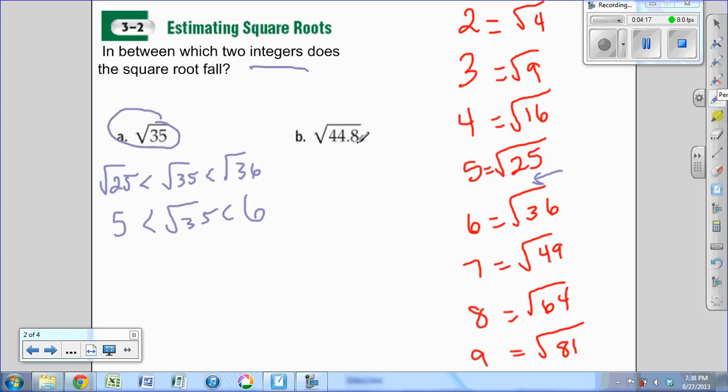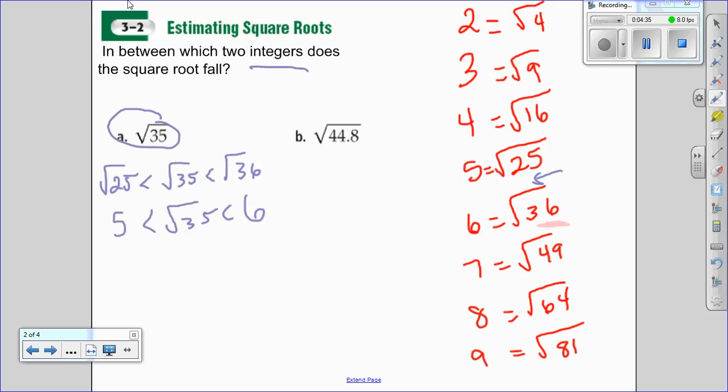Now the square root of 44.8. It doesn't really matter that that's a decimal, because since we're just estimating it between two integers, this could really be any number. So don't worry if it's a decimal. 44.8 is right here. It's between 36 and 49. So I can say 36 goes on this side, and on this side is the 49. And of course the square root of 36 is 6, and the square root of 49 is 7. So the square root of 44.8 is between 6 and 7.